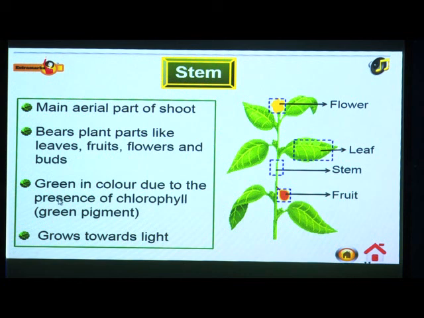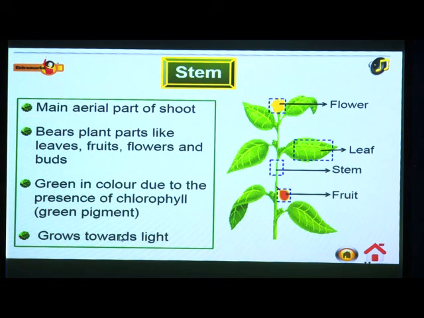The stem is green in color due to the presence of the pigment called chlorophyll. It always grows towards the light.